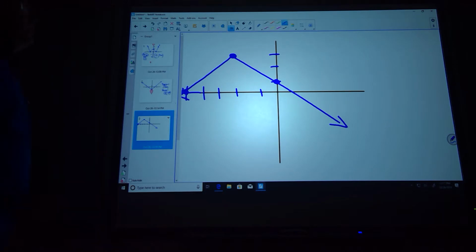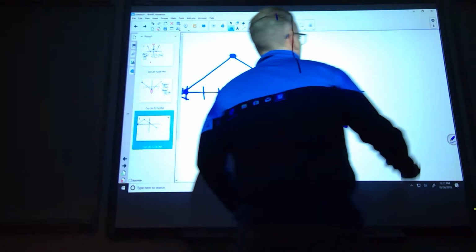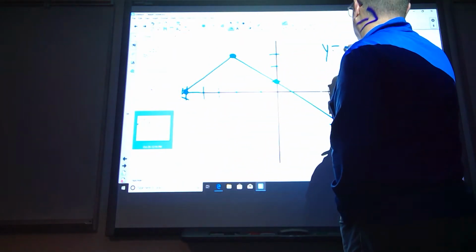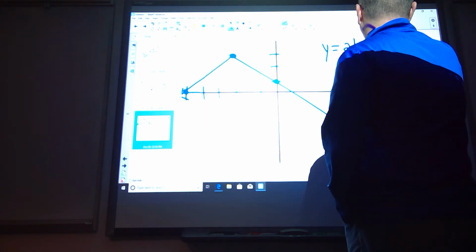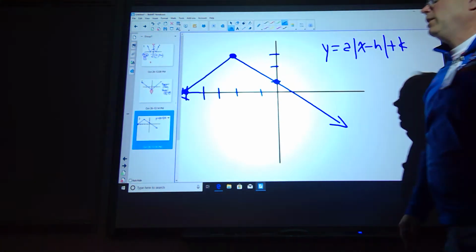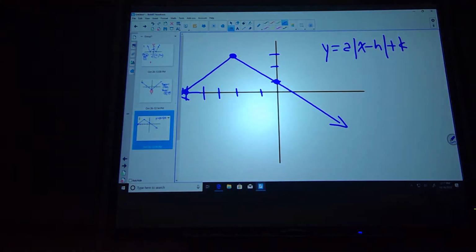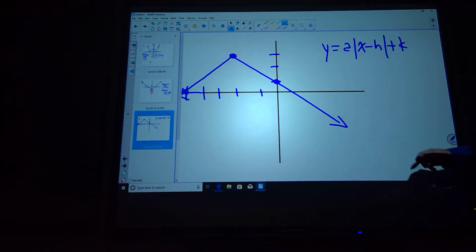Oh, this one. They want to know what the absolute value equation is here. Okay, so I'm putting these letters up, which you're like, dude, where do those letters come from? Well, let's just figure this out.